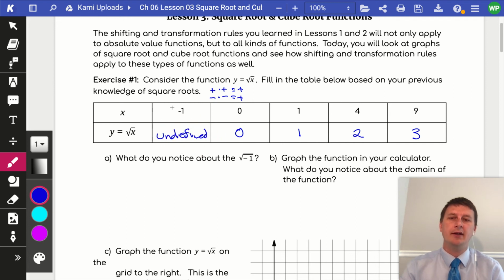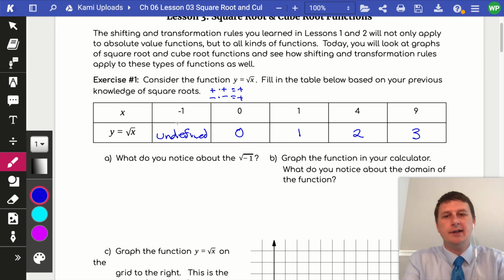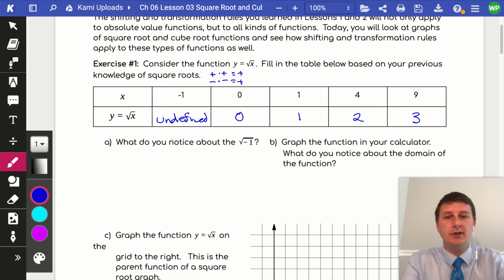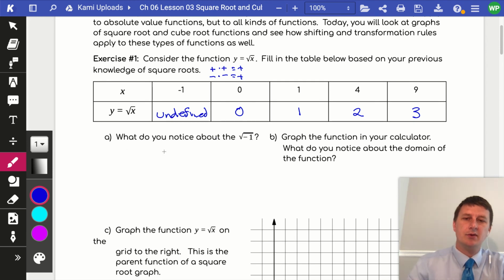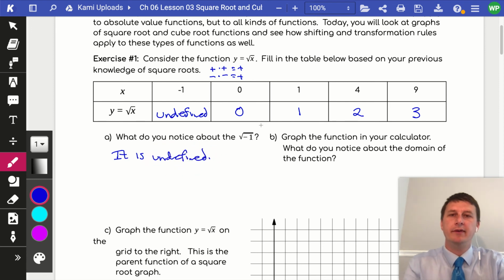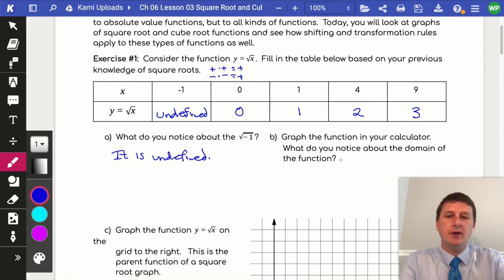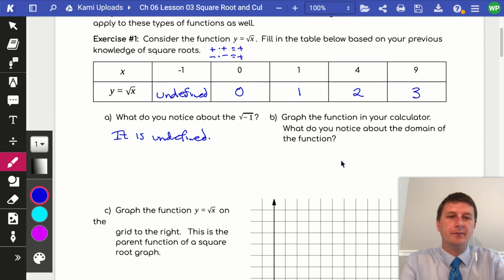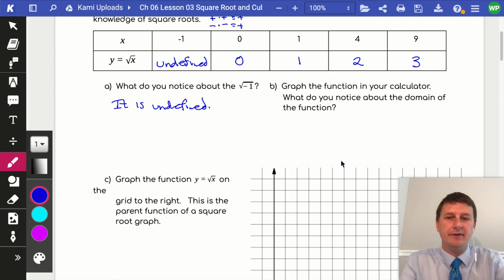And if you put the square root of -1 in your calculator, it's going to display an error message, or it's going to say undefined, based on the type of calculator you're using. So we put that it's undefined to take a square root of a negative number. So what do we notice about the square root of -1? Just as we said, it is undefined. It's not possible to take the square root of a negative number. So now I want you to graph the function in your calculator. And what do you notice about the domain of the function?